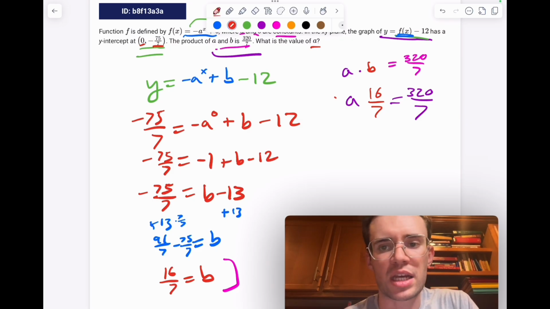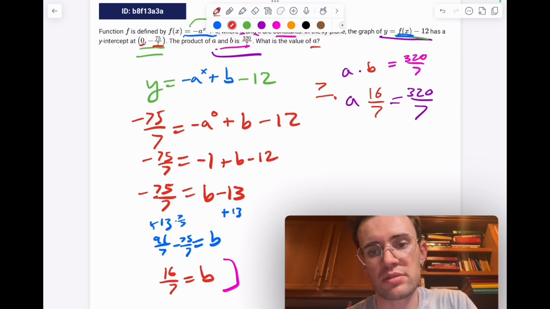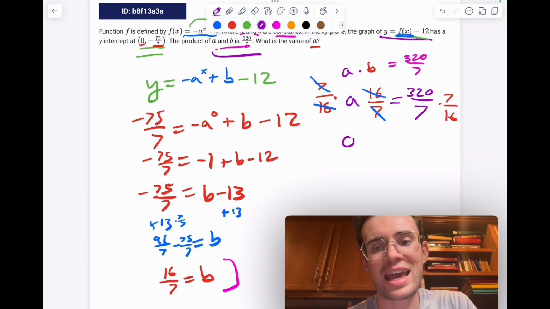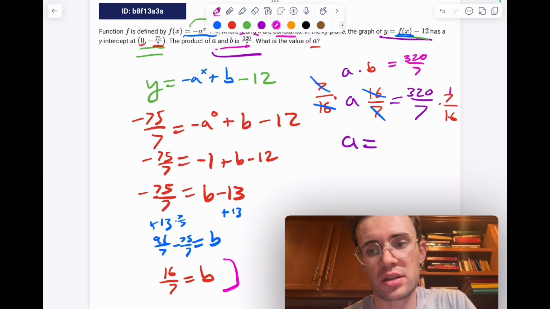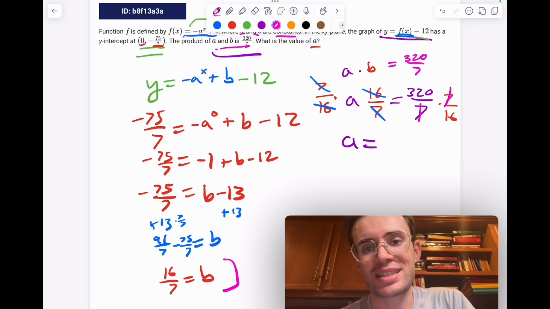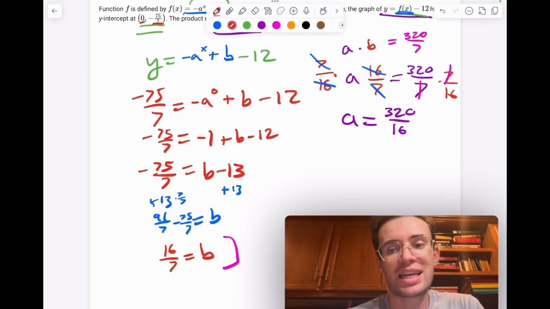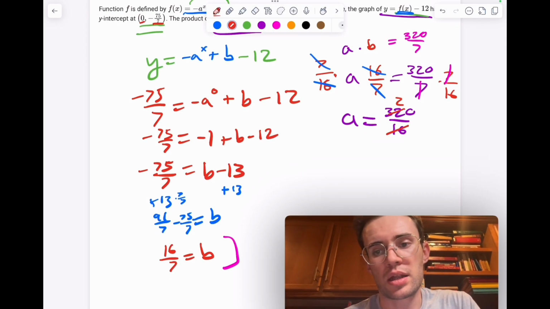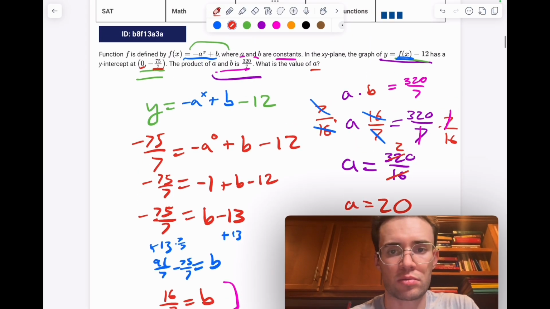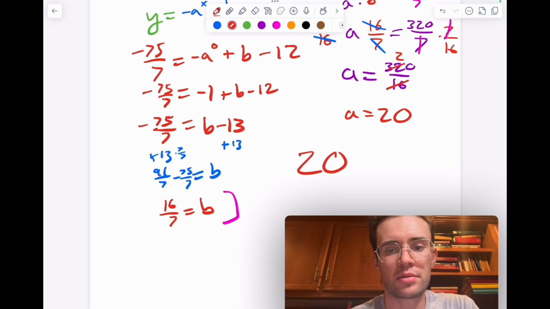Now we can multiply both sides by the reciprocal of 16 sevenths, 7 over 16, because this will cancel out. We get 7 divided by 7 is 1, 16 divided by 16 is 1. So it just leaves us with a on the left side. And then it's nice, over here the 7's cancel. So we get 320 divided by 16, which we can simplify because we know 32 is 16 times 2. So we take a 16 out of the top and the bottom, and this could be 2 times 10, so 20. So a is equal to 20. What is the value of a is what we're looking for, so we just say 20.